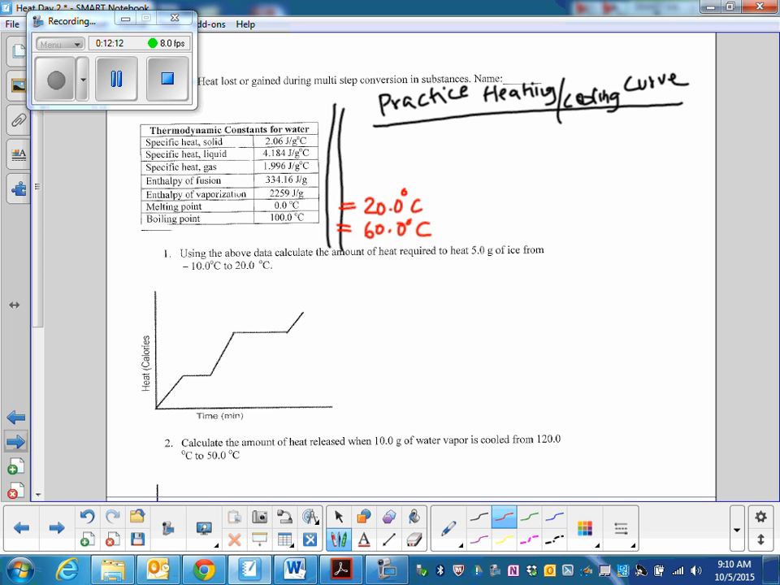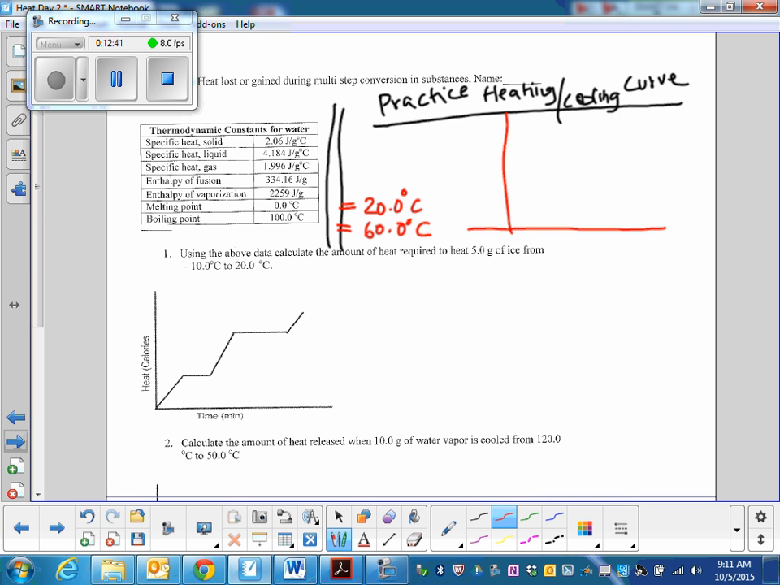They do not have to give me the heating cooling curve. Does everybody understand this? How do I draw my heating cooling curve? So the first thing I need is my axis. Draw your axis. Draw your x and y axis. What is your melting point now? 20 degrees Celsius. Is that right?